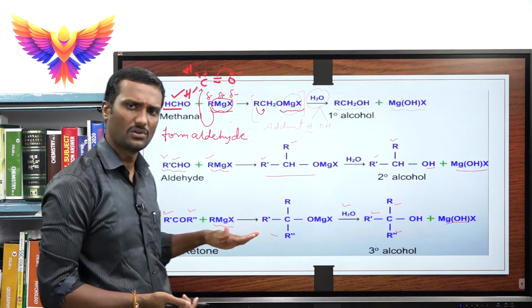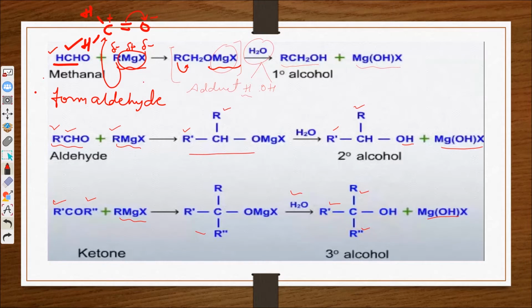So for 3 degree alcohol, no doubt it is only the ketone part. In the ketone, if an alkyl group is attached on both carbon sides, like CH3 here, then it is what we call a ketone. Ketone is also called acetone. Am I right? So this is about how to prepare an alcohol by using a Grignard reagent.